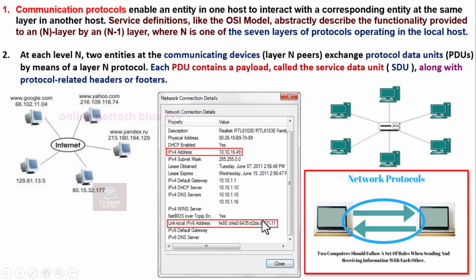I'll give one example of IP address related numbers. In my case, this is my computer ID, 10.10.16.49. It is an internet protocol version 4 address, and this internet protocol is a communication protocol. Second is the subnet mask, which is also a communication protocol. Third is the gateway, okay. This is the important gateway, and you can see it is 10.10.1.1, a communication protocol. A new type of protocol was created after 2003, the IP version 6 address, you can see.